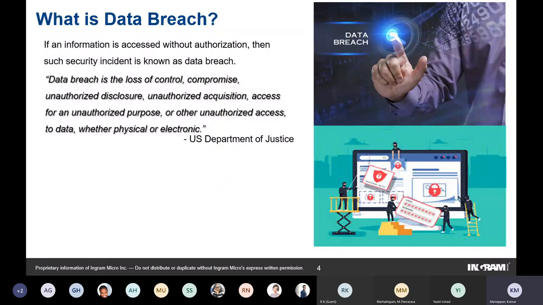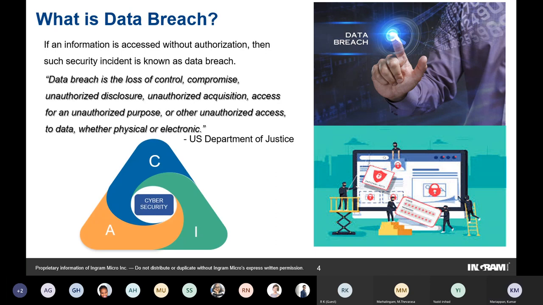According to the US Department of Justice, a data breach is the loss of control, as in you lose control over the data, so anybody can access it, basically. Compromised and unauthorized disclosure, unauthorized acquisition, access for an unauthorized purpose or other unauthorized access to data, whether physical or electronic, is considered a data breach. In other words, anything which affects the CIA triad for data is considered a data breach.